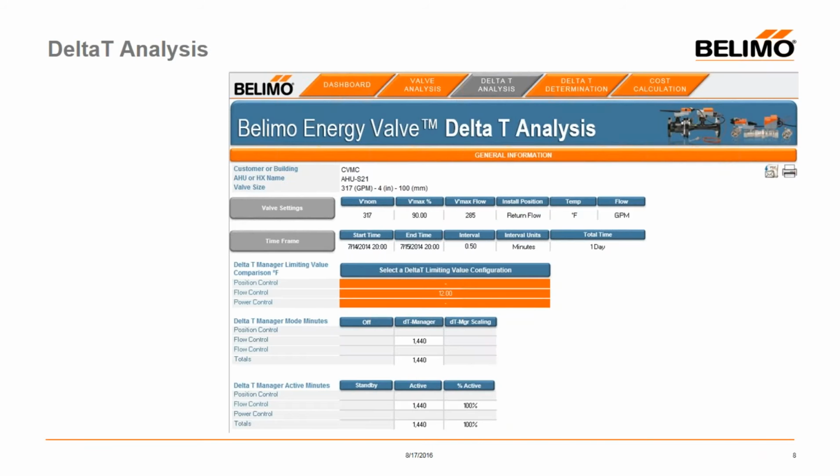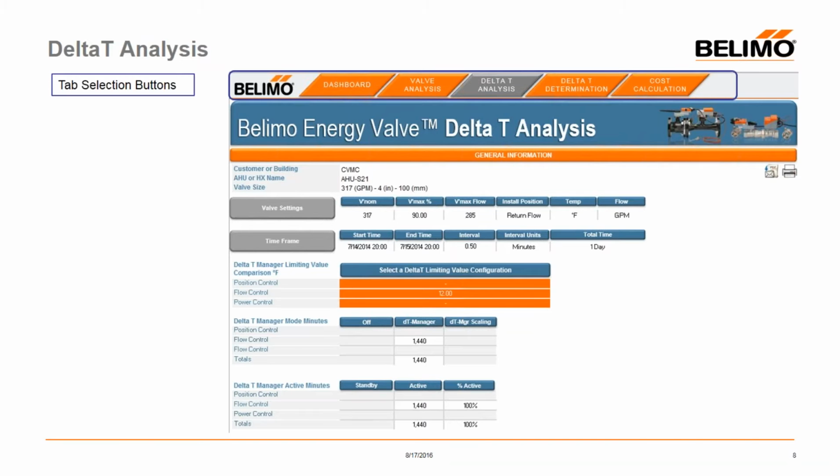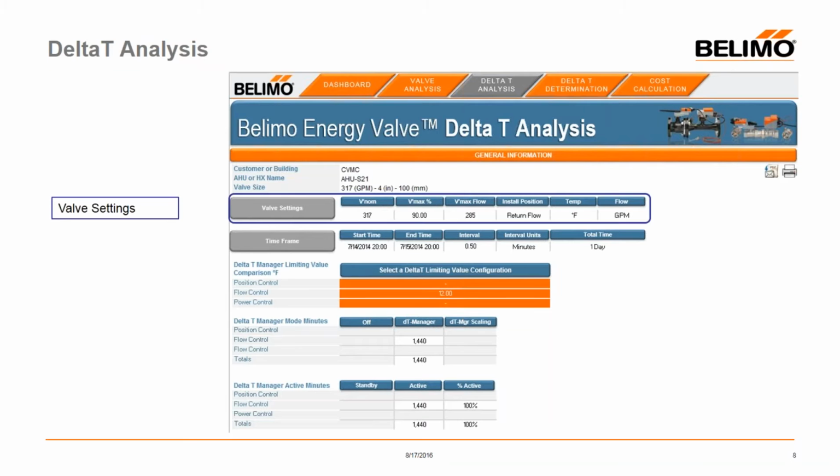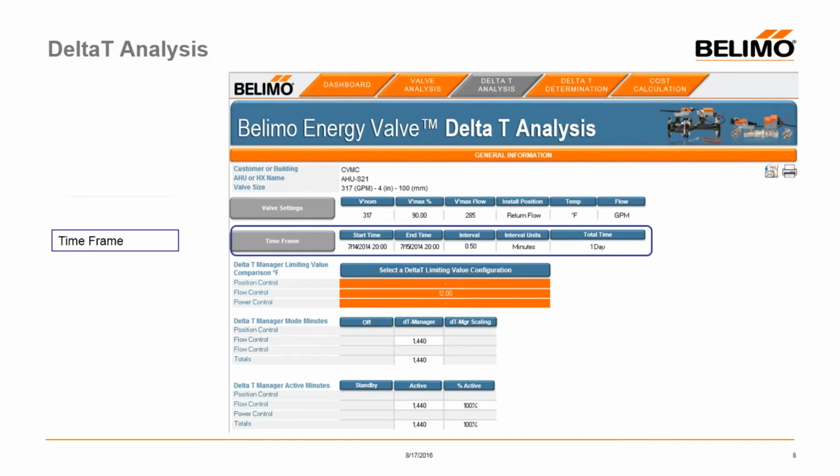The next tab is the delta T analysis tab. Now this is where it gets fun. This is when we start to actually take a look at what's going on in our system. Again, we start with the dashboard, which allows us to navigate. We remind ourselves of the customer, what the air handling unit was and what the size is. We're looking at the valve settings, the time frame of data that we're looking at.